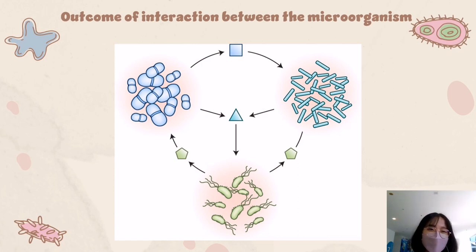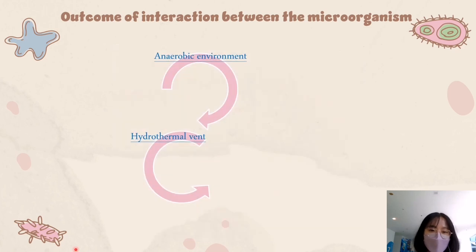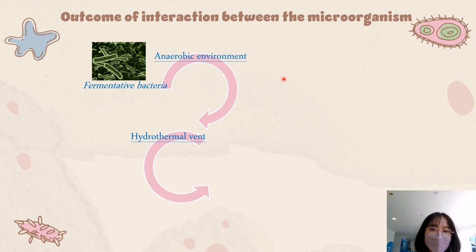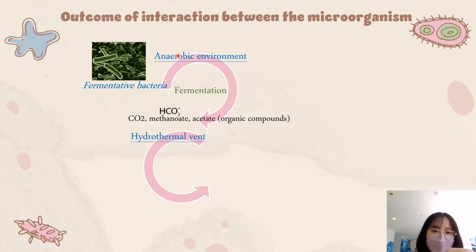Hi, I'm Chenya. Next up, we are going to talk about the outcome of interaction between Methanococcus and other organisms. Before the whole methanogenesis process, some fermentation bacteria like Archaea undergo fermentation in the anaerobic environment where there is so little oxygen within the hydrothermal vents deep under the sea. They produce organic compounds, namely carbon dioxide, methanoate, also known as the ester of formic acid, and acetate. And these organic compounds will be used by the Methanococcus who live around the hydrothermal vent.